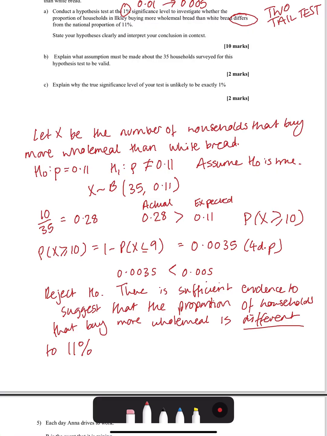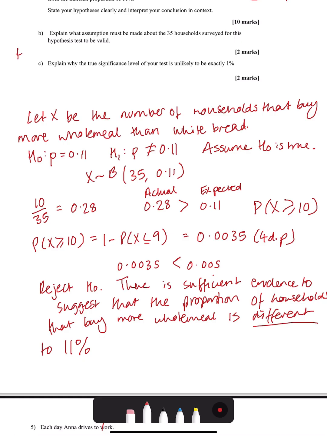Okay? Right, now, part B, it says, explain what assumption must be made about the 35 households surveyed for this to be valid. Well, we have to think about the conditions for a binomial distribution. And that is going to be that the households are independent of each other. Okay, so the households are independent of each other.